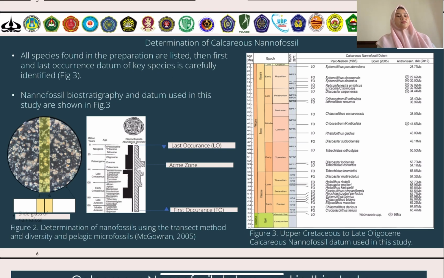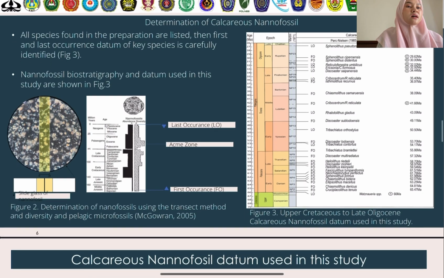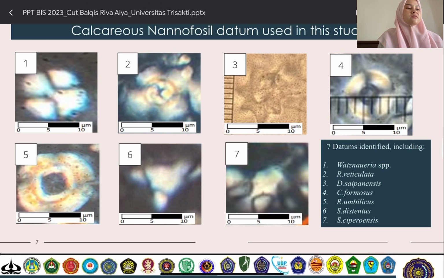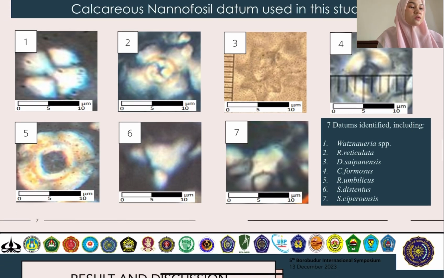The nanofossil biostratigraphy and datums used in this study are shown in figure 3. These are the calcareous nanofossil datums used in this study. The 7 datums identified include Watznaueria, Reticulofenestra reticulata, Discoaster saipanensis, Coccolithus formosus, Reticulofenestra umbilicus, Sphenolithus distentus, and Sphenolithus ciperoensis.